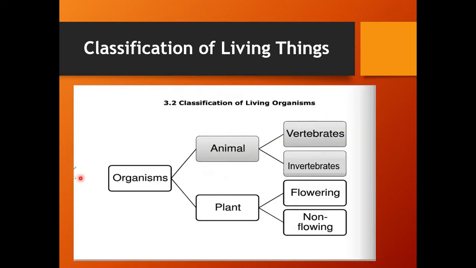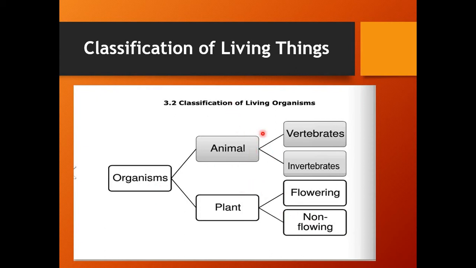For organisms, this is the multicellular organisms. You can classify them into two types of organisms, animal and plant. After that, animals you divide into two groups, vertebrates and invertebrates. The same goes for plants, divided into two groups, flowering and non-flowering. There's a mistake here, you have to change this: flowering, non-flowering. So this is how we can classify the living organisms.